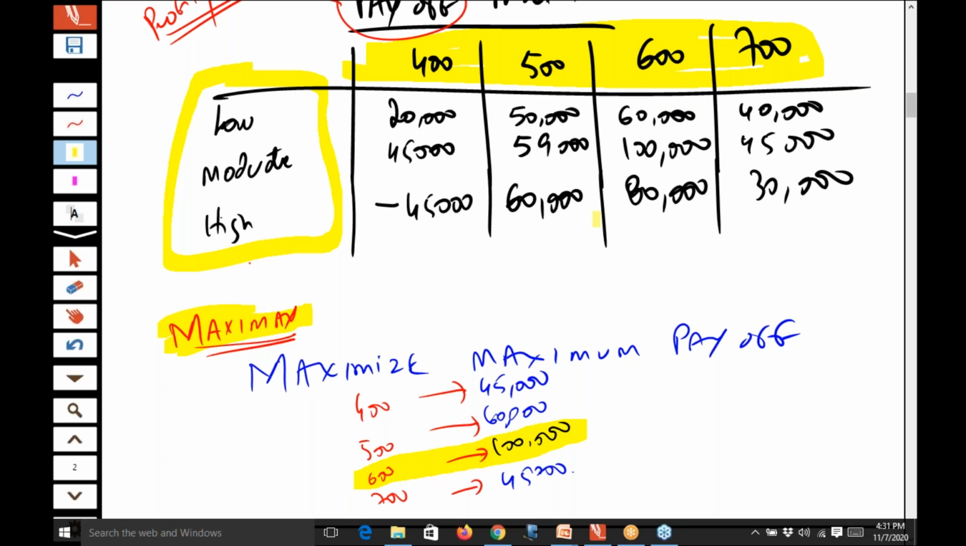So if you are maximizing it, this is the one that you have to use. So one of the techniques is the Maximax. With the Maximax technique, you maximize the maximum payoff.